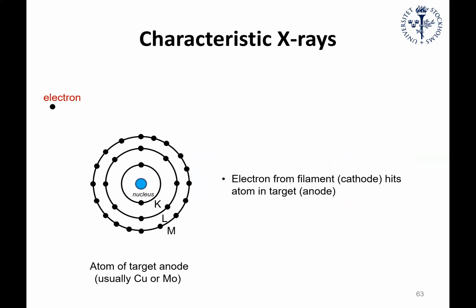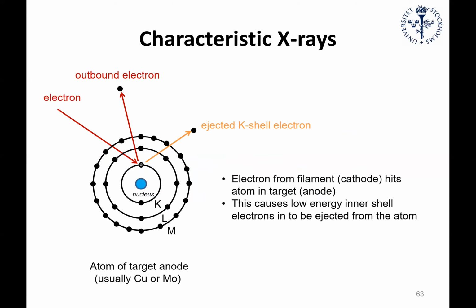Okay, and this is just kind of the same thing, showing you an electron coming in, going out, creating a vacancy in an inner shell orbital. So these inner shell orbitals we call the K shell, and the next orbital we call the L shell, and the M shell is even higher in energy.